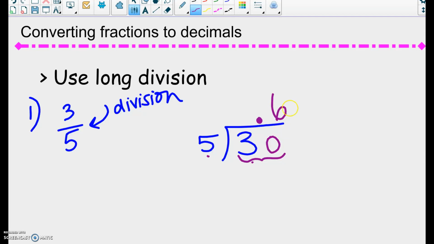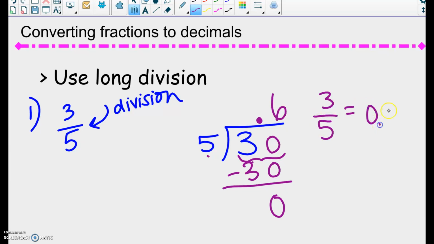I now take the number that I put up top and multiply it with 5. So 6 times 5 is 30. I subtract that and my remainder is 0, which means I'm done with this problem. So 3/5 can be written as 0.6. This is what we call a terminating decimal because the decimal stopped. It ends.